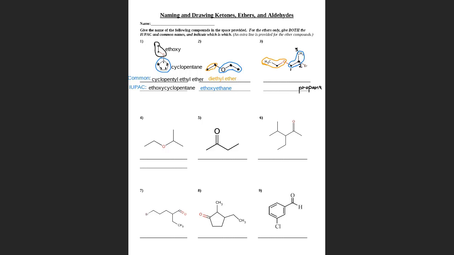So this is going to be 2-bromo. I actually should change my lettering scheme. I'm trying to be consistent here. 2-bromo, 1-ethoxy. 2-bromo-1-ethoxypropane. Does that make sense? Yes.